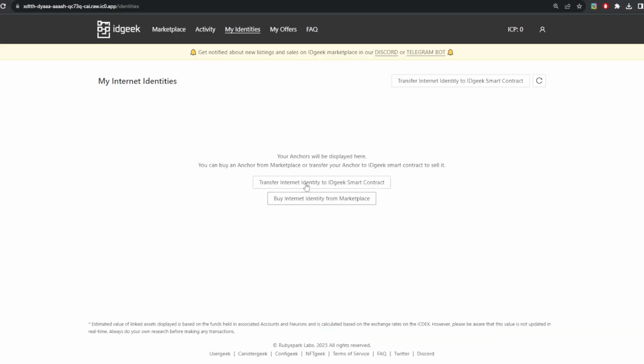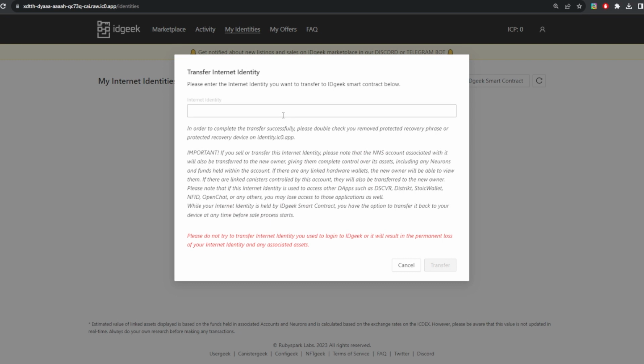What is the process? So, I have an internet identity that I want to sell, let's say, and I go to your website, and then what happens? Yeah, the first thing you need to do is transfer your identity to the ID Geek smart contract, so it becomes the only controller of this identity. It is needed to secure the whole process. And then when the other party buys the identity, it just transfers back.